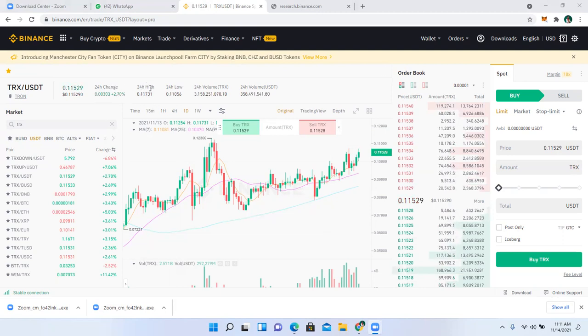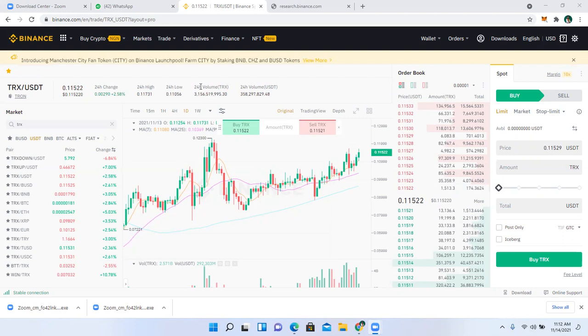Now, this 24-hour high just means the highest that the Tron USDT pair has gotten to in the past 24 hours. It shows 0.11731. As you can see, the current price is 0.11525. Likewise, the 24-hour low means the lowest price that the Tron USDT pair has gotten to in the past 24 hours. Here it shows the lowest is 0.11056. That's just what 24-hour low means.